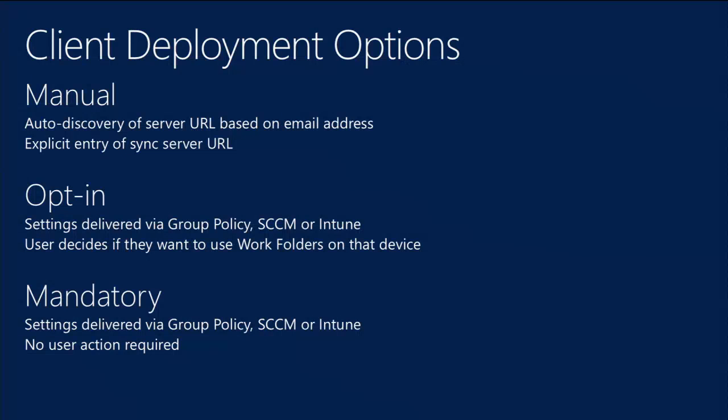The final way you can get the URL to the Work Folders client is mandatory, and that's very much like today's situation, where you get the settings to the client, there is no opt-in, they log in, files start syncing. And in certain cases, that's a perfectly valid, useful configuration, where everybody has one machine, for example, they're all domain-joined machines, or that's the kind of situation you'd want to use mandatory.